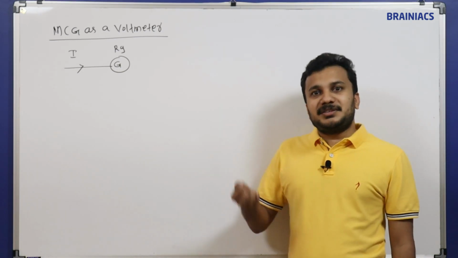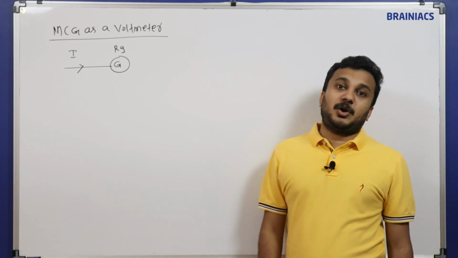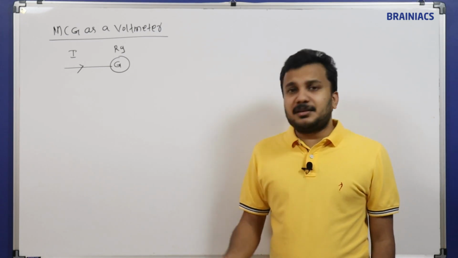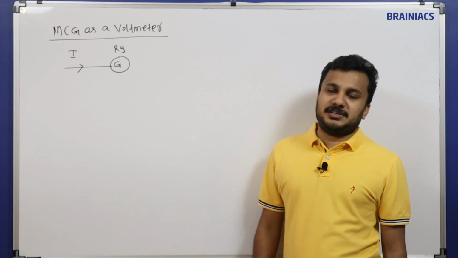So current sensitivity means you give a minor current and you see a deflection, the angle of deflection. You give a minor voltage and you see the deflection. That is called voltage sensitivity and current sensitivity.